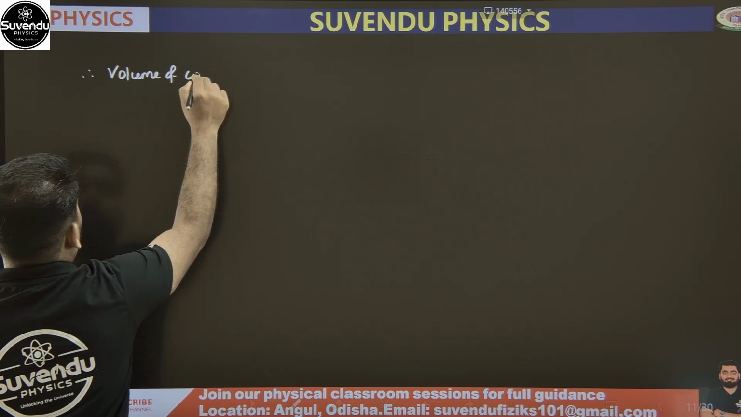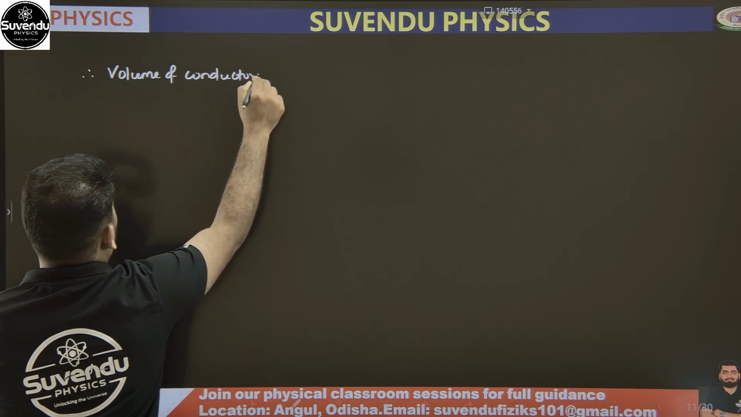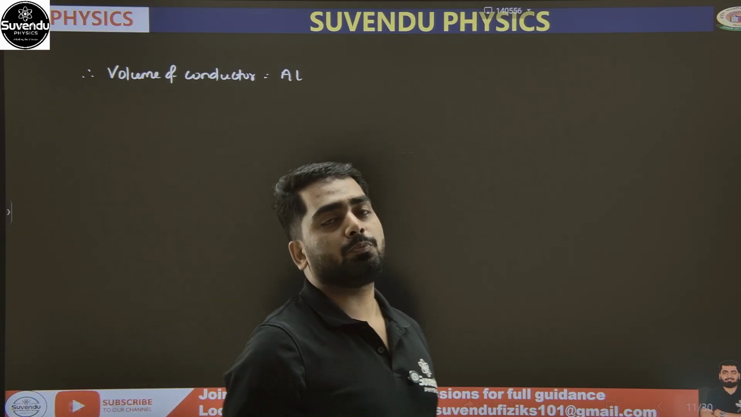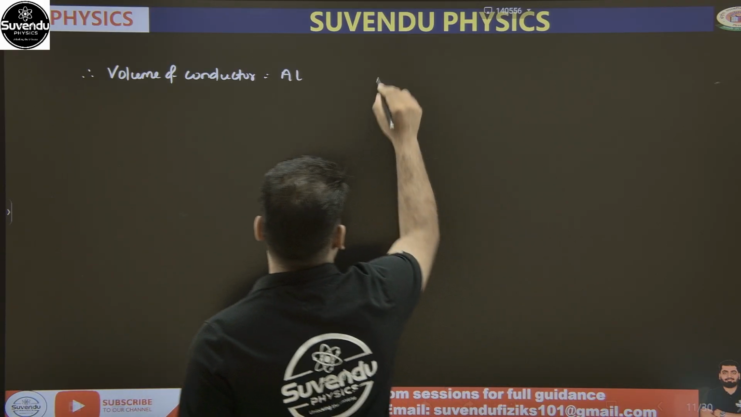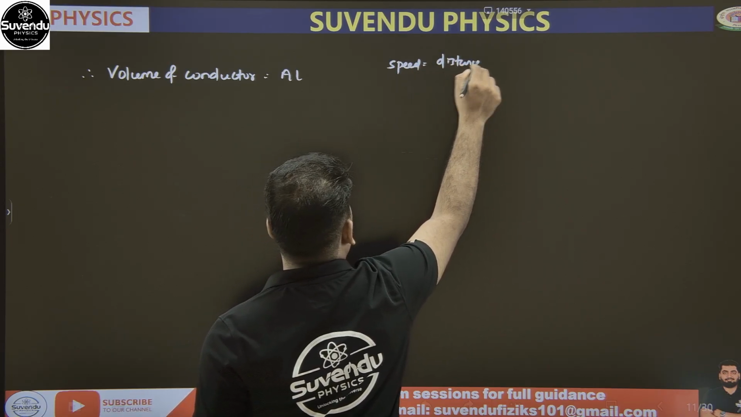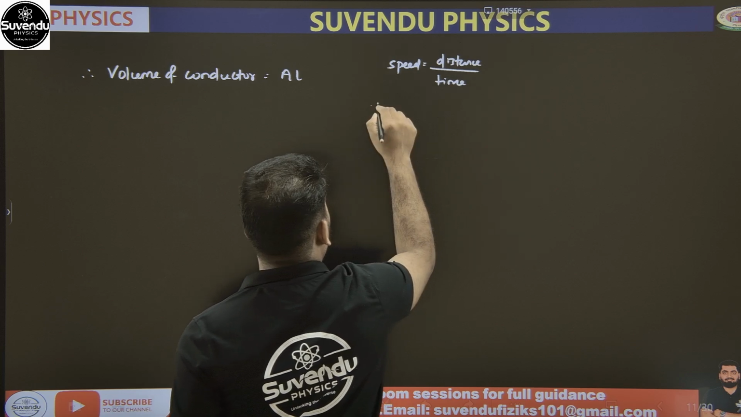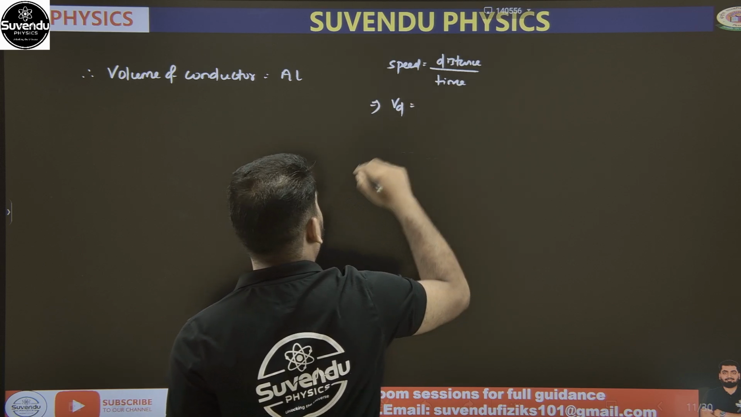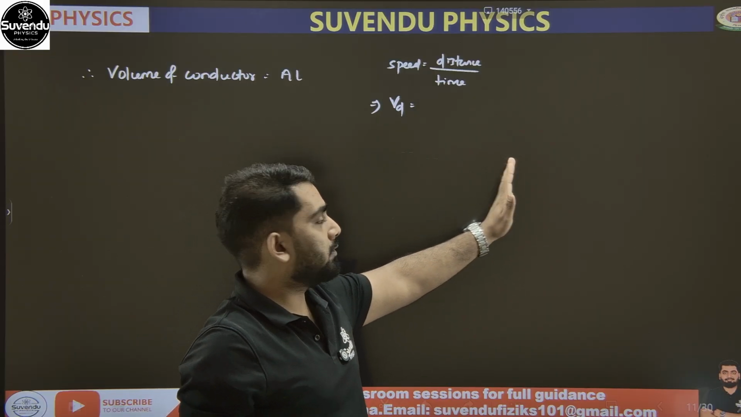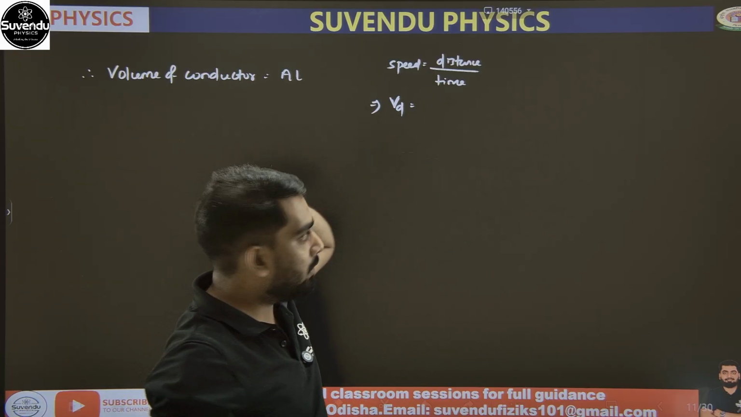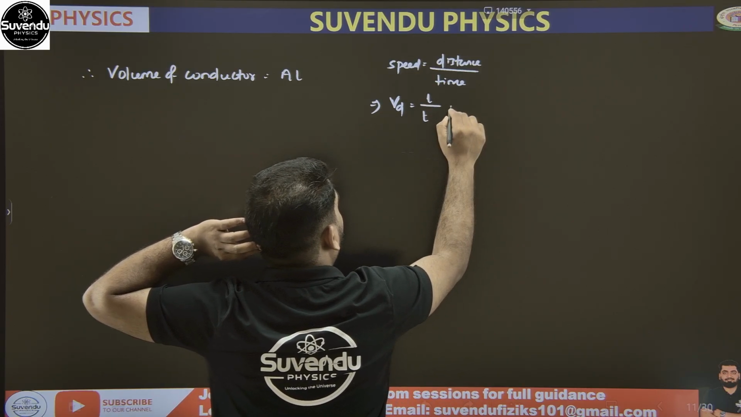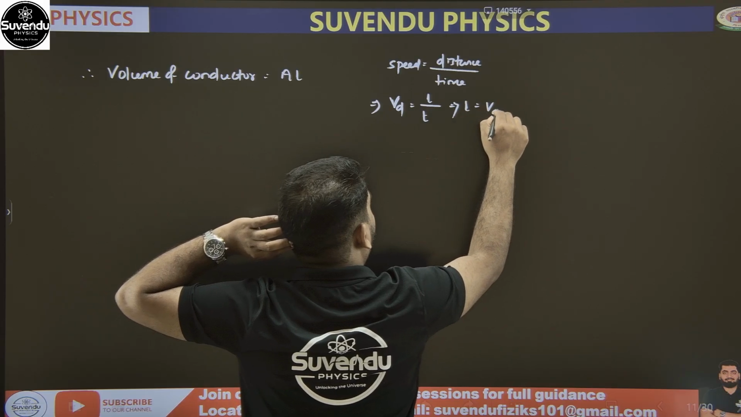Volume of conductor, that will be how much? A into L. But what is L? If speed is equal to distance divided by time, that means the velocity of all electrons, Vd, the average velocity of electrons. So an electron goes from one end to the other end, from lower potential to higher potential. What is the distance advanced by the electron? That is L. In time t, we can write L is equal to Vd into t.